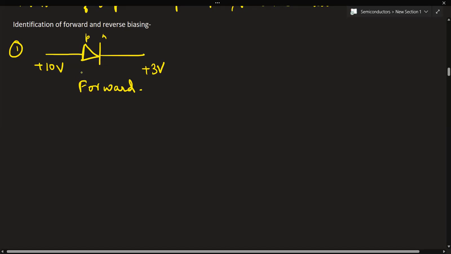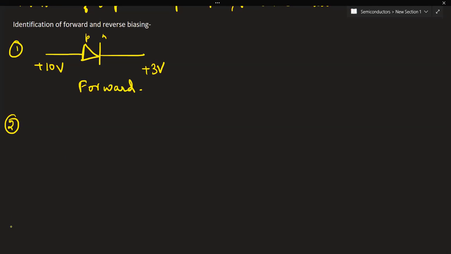So if you are provided with this kind of apparatus, just look at the voltages. If the higher part is connected to P type and the lesser part is connected to N type, it means this is forward bias. So I'm giving you more of these questions. Just write down, draw it right now, and then we'll discuss whether it is forward or reverse bias. You just have to look which one is greater.